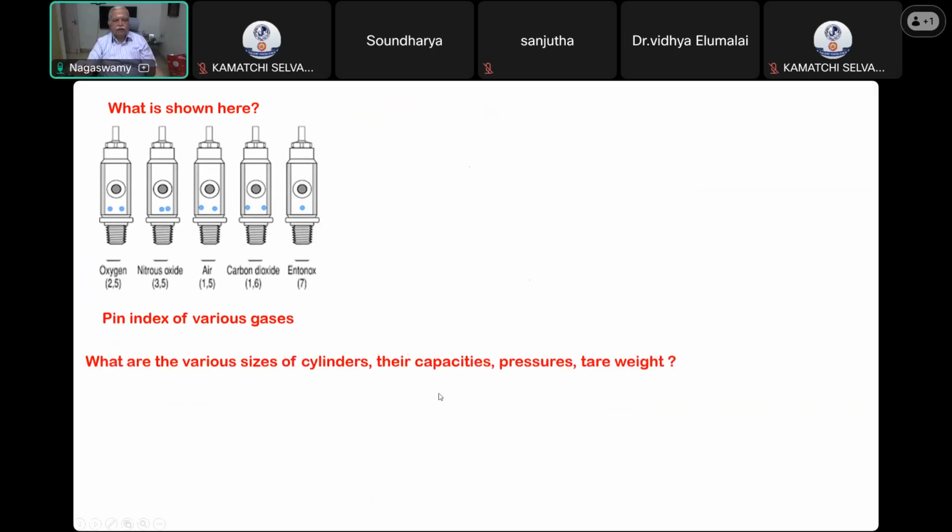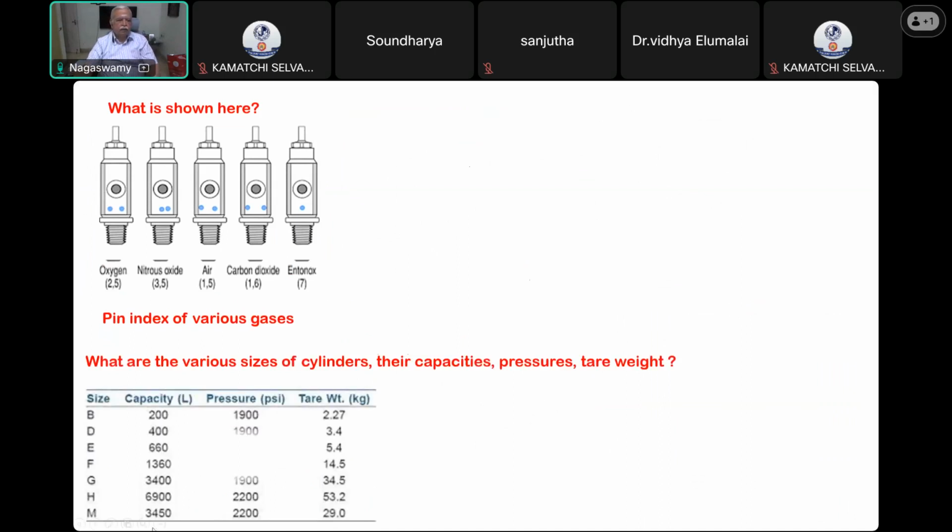What are the various sizes of cylinder, their capacities, pressures and tare weight? Sometimes this can be asked. Sizes are in alphabetical order: B, D, E, F, G, H, M, and so on. Capacity varies like this. Pressures, full cylinder for oxygen is 1900, for nitrous it is 750, but the weight varies as the size of the cylinder increases. You can see the weight of the empty cylinder. Tare weight means weight of the empty cylinder.